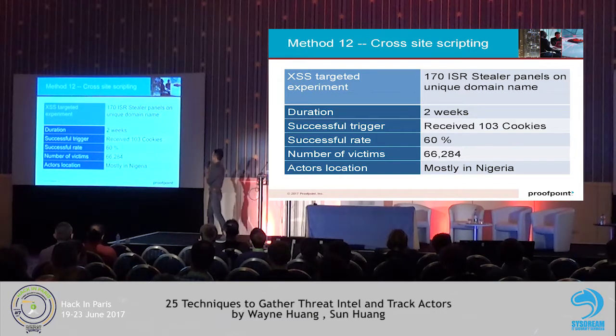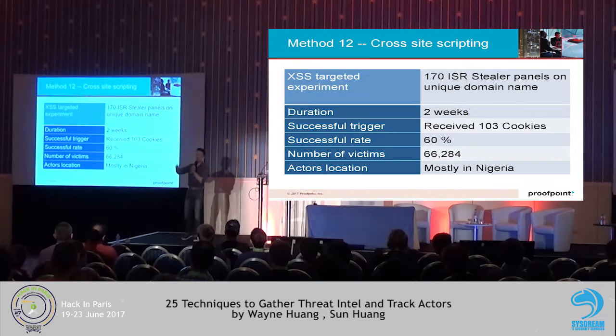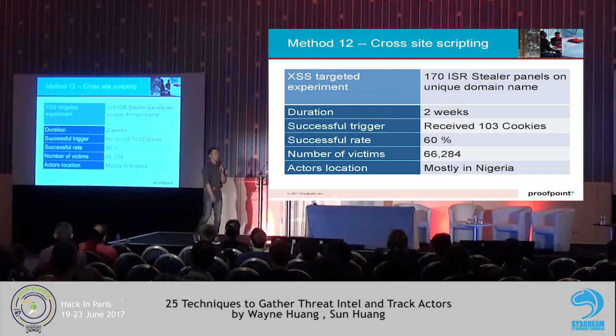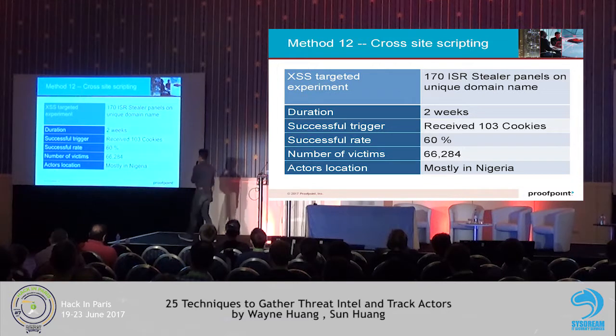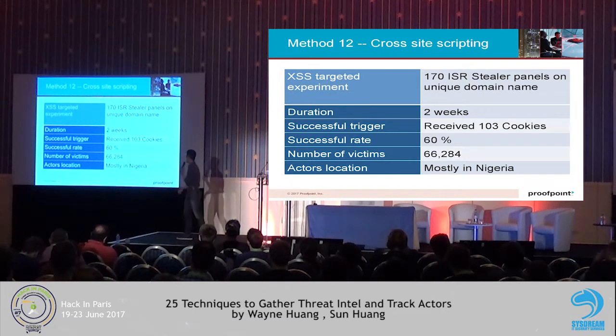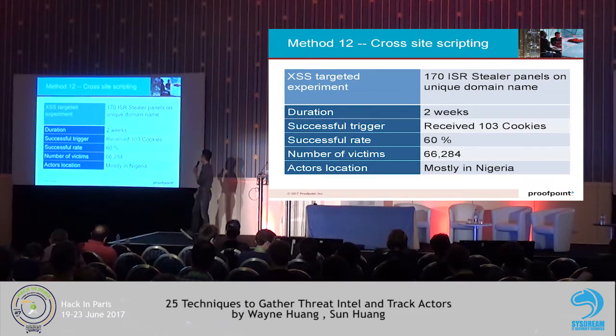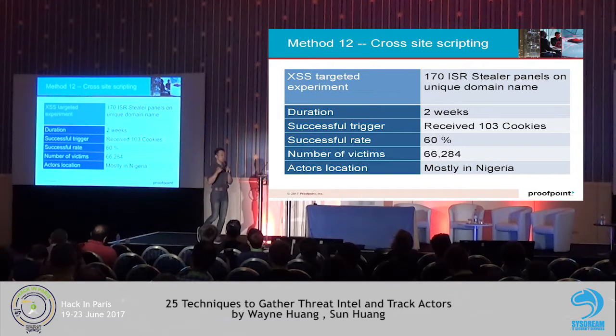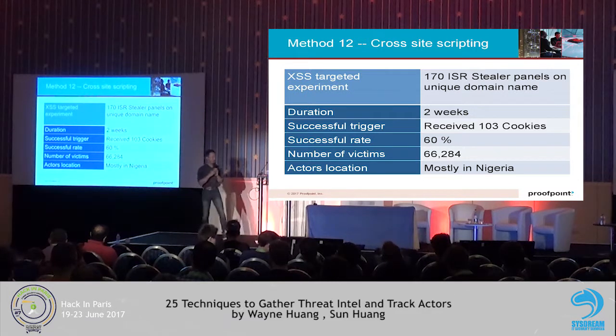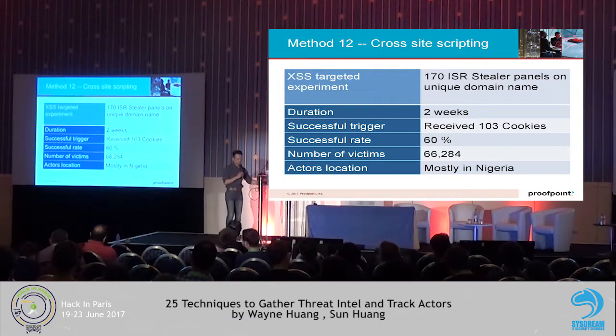We took 170 ISR stealer panels, and we cross-sited them with a cookie stealing script. We ran the experiment for 2 weeks, and we got 103 cookies. So the successful rate was 60%, and with these cookies, we're able to log into their panels. So this is persistent cross-site scripting against a Nigerian actor that worked very well for us.